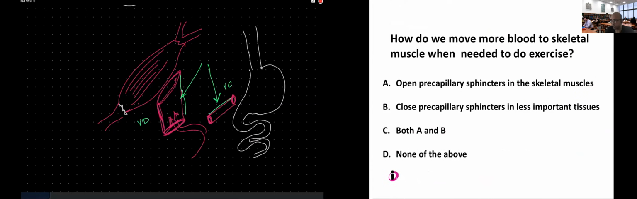All right, so for the first in-class activity for today, please answer this question here. How do we move more blood to skeletal muscles when needed to exercise? Do we open the precapillary sphincters in the skeletal muscles? Do we close the precapillary sphincters in less important tissues? Or are we going to be doing both or none of the above? What do you think? Which one do you think you're going to be doing in order to conduct more blood to your skeletal muscles?